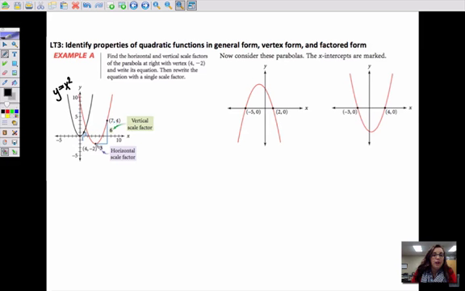And so I look at the horizontal scale factor and the vertical scale factor. It went from 1, 1 to 3, 6. So horizontally it's been stretched by 3, vertically it's been stretched by 6. So being able to write the equation, I know the vertex, so I'm going to use vertex form.